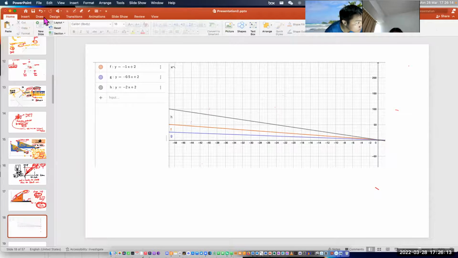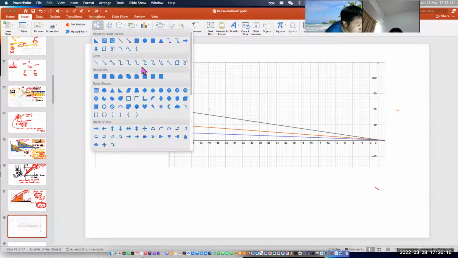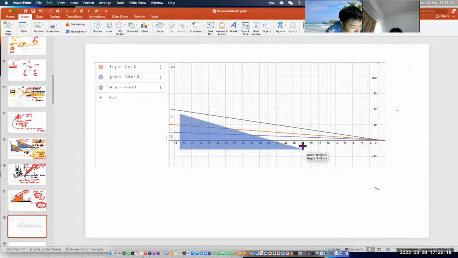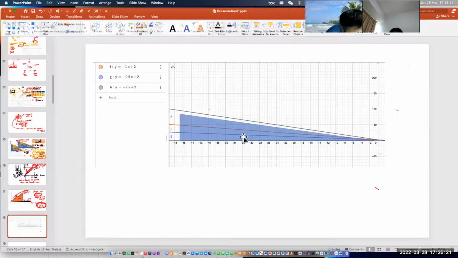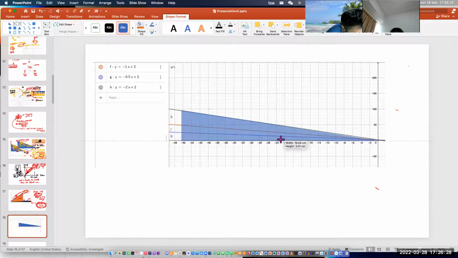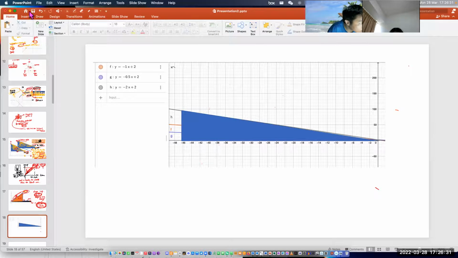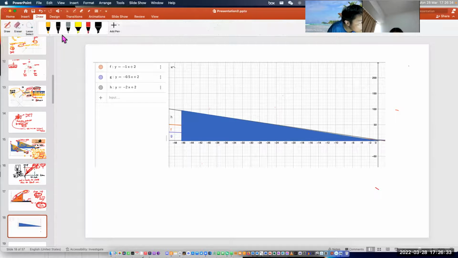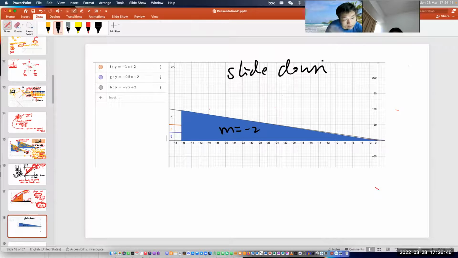Okay, so I'm going to insert a slide down and let you see the effect. All right, so this is your y equals to -2. Oh no, not y, m, gradient. We are talking about gradient now. So we are talking about negative gradient. So this is a slide down. Just now is a slope up. Slope up is positive. Slide down is negative. So we are talking about negative gradient now.